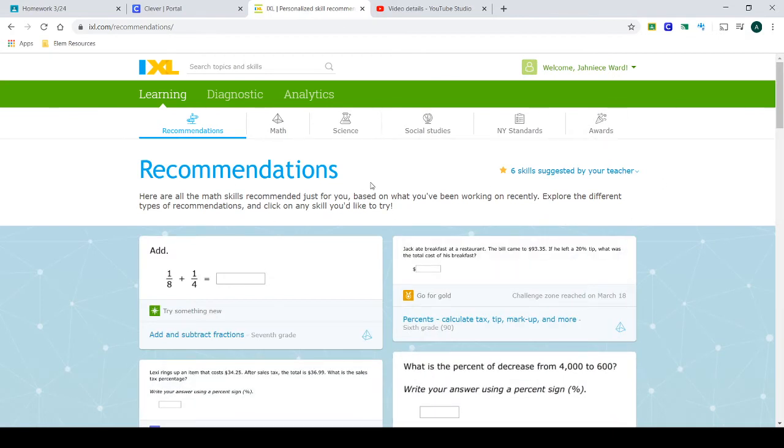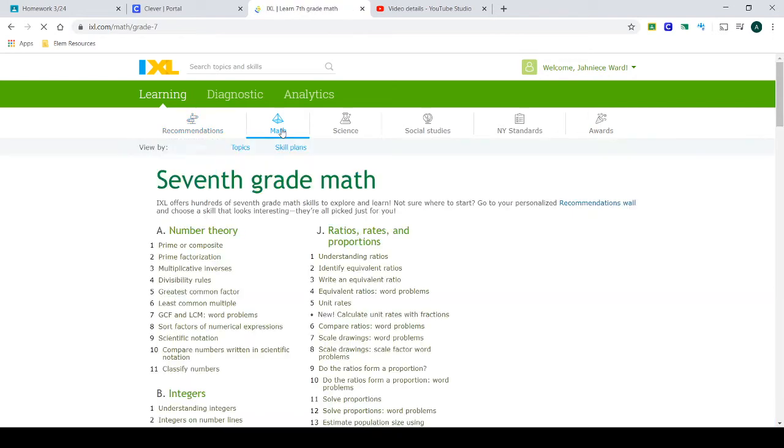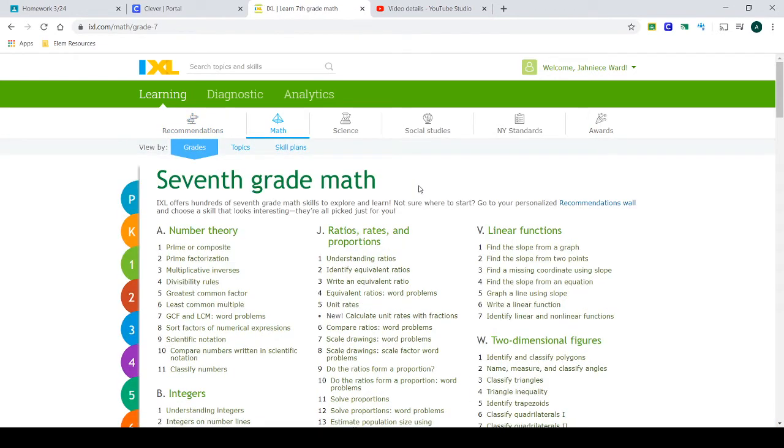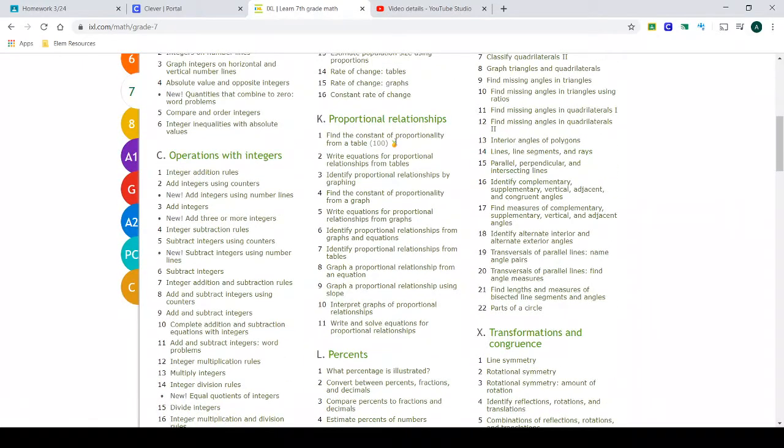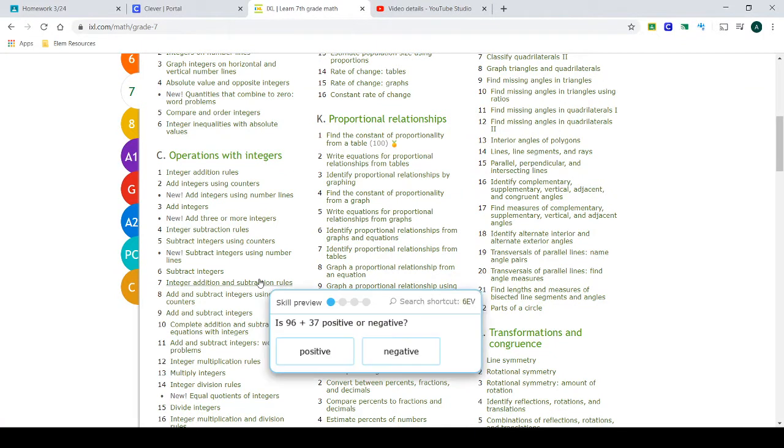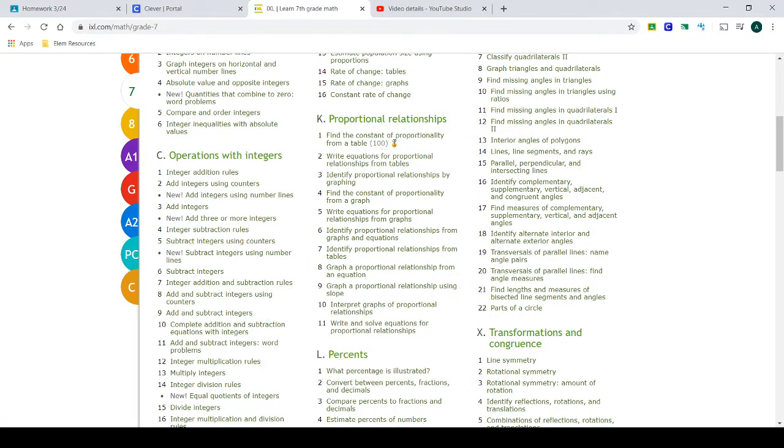All right, now, all we have to do for this, we click math, okay? We're in seventh grade math. All of us should be in seventh grade math. We scroll all the way down here. Look, all these little medals, those are the ones that Janice has already completed, okay? And then next to it, in parentheses, is her score.